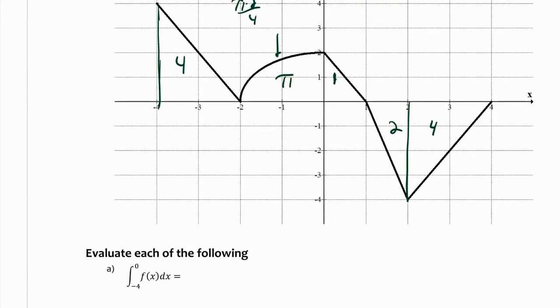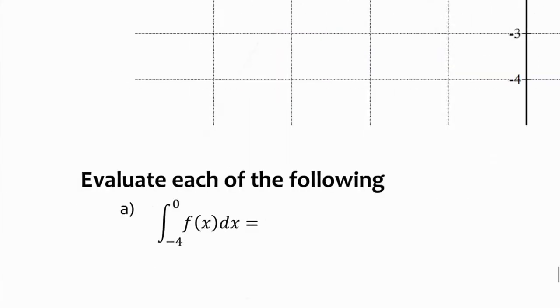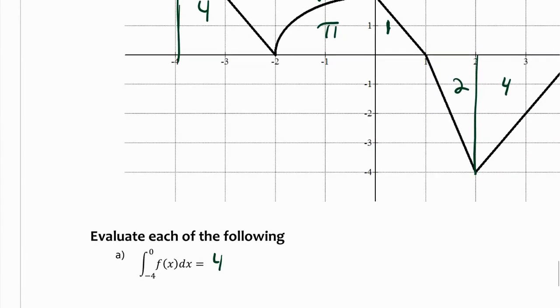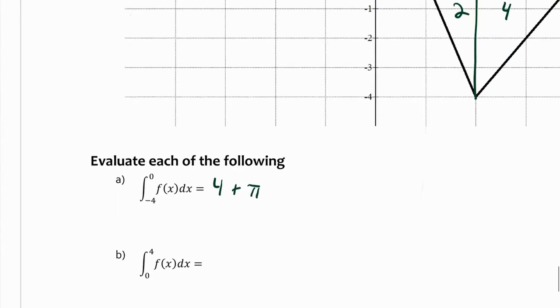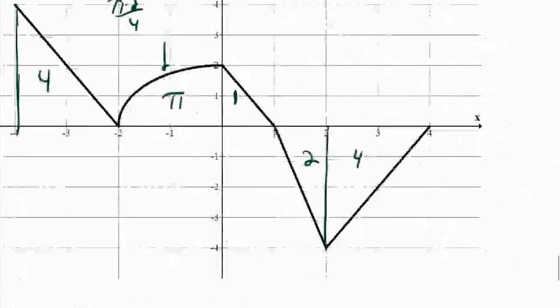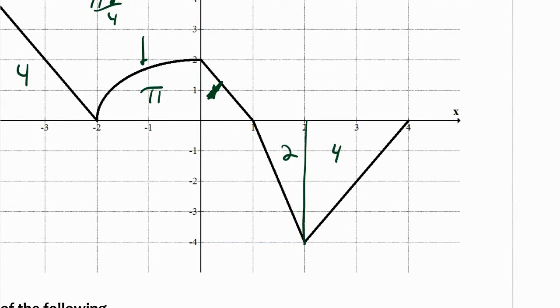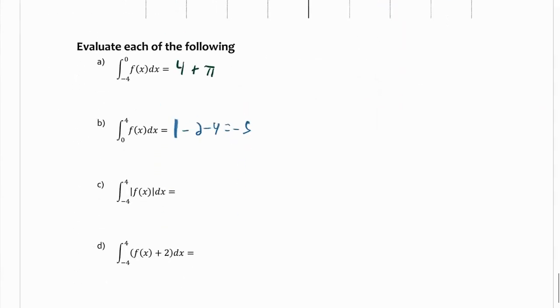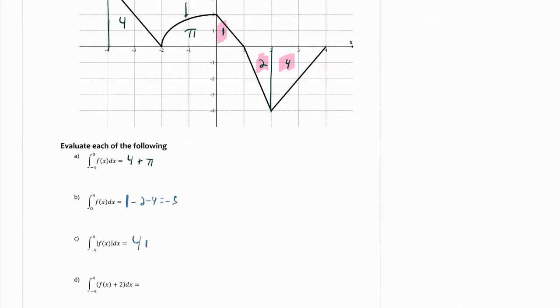The integral from -4 to 0. So we always read these integrals from low to high, which means left to right. So -4 to 0 is 4 plus pi. 0 to 4 is going to be this 1 right here. But then -2 minus 4. So I'm just going to write this as 1 minus 2 minus 4. That's -5. Then you have the integral of the absolute value, which means everything gets added as positive values. 4 plus pi plus 1 plus 2 plus 4. So that is 11 plus pi.